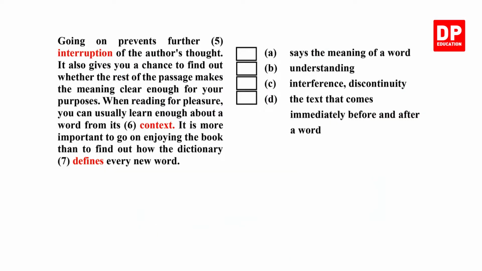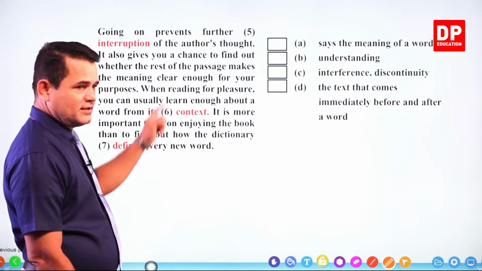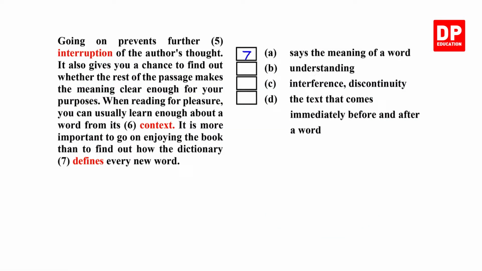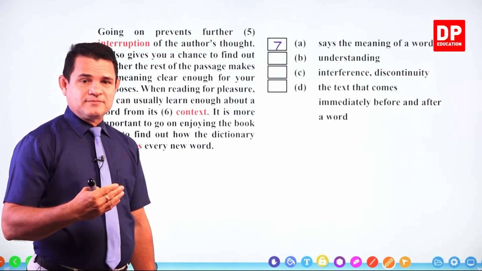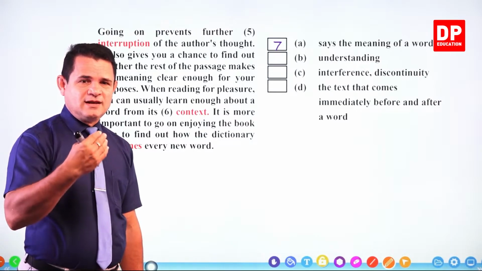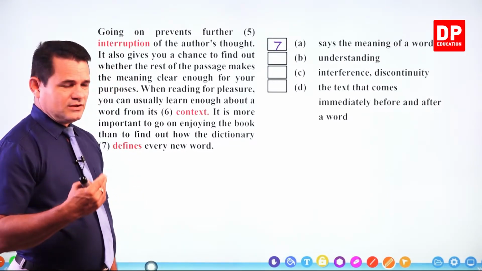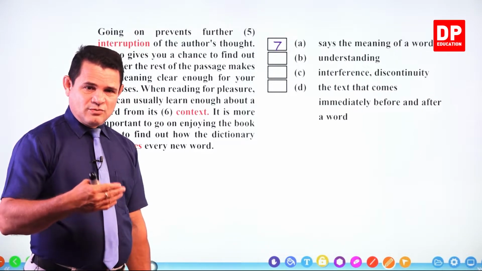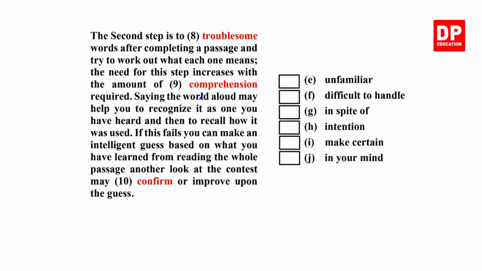Now, the first one says the meaning of a word. Says the meaning of the word, that means how a dictionary defines a word. Dictionary defines a word, which says the meaning. Defines is number 7. So you have to put the number only. Next one, understanding: to understand, to comprehend a word you come across. Comprehension, number 9.